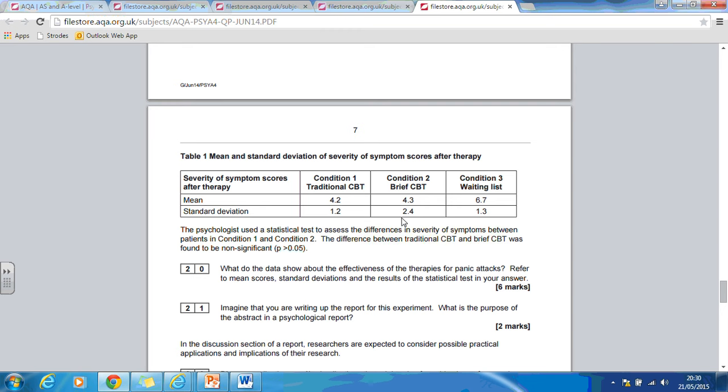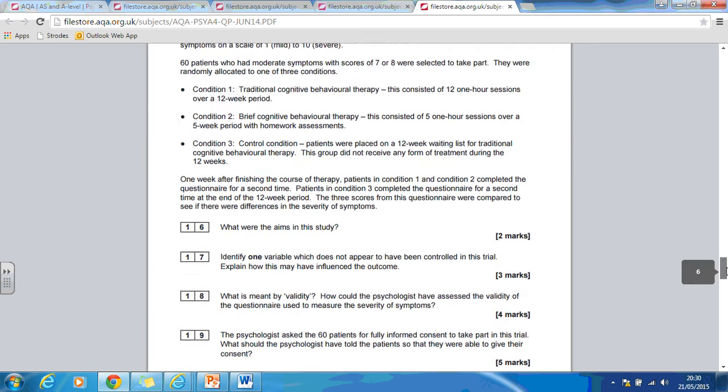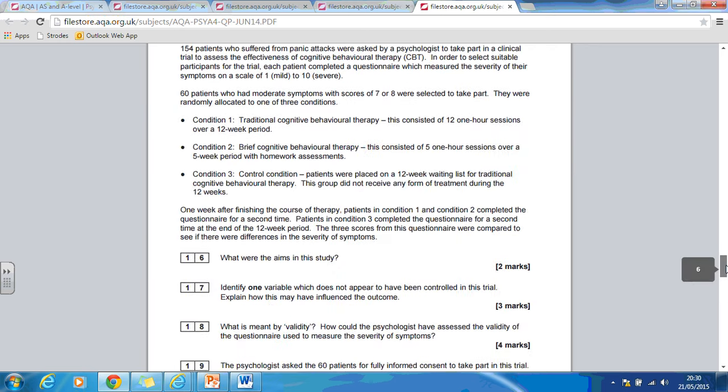However, condition 1 is more consistent as it doesn't deviate as much as the other one does, and then you need to mention that they all have a reduction. Even the waiting list has a reduction in terms of severity of symptoms. So you need to always make sure you look at the scenario.